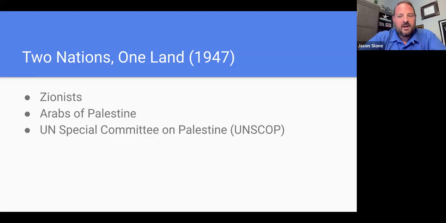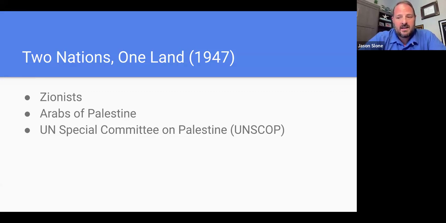The British, who had a mandate for Palestine after World War I, hand this over to the UN to solve, and the UN creates a special committee to investigate and make recommendations to the General Assembly. That's called the UNSCOP, the United Nations Special Committee on Palestine. And the UNSCOP in this game is the undecideds, which is actually true to historical reality.